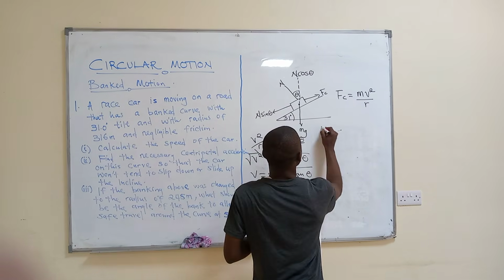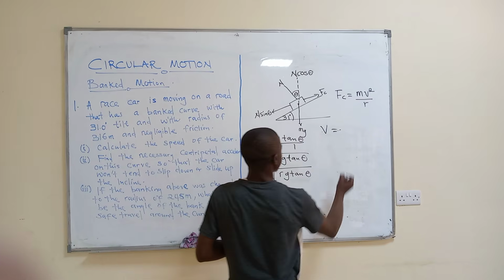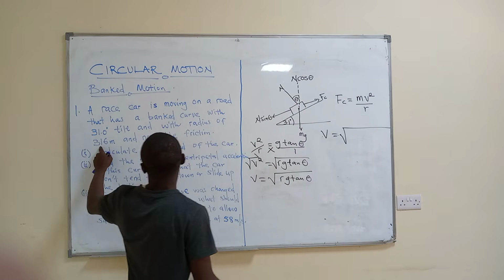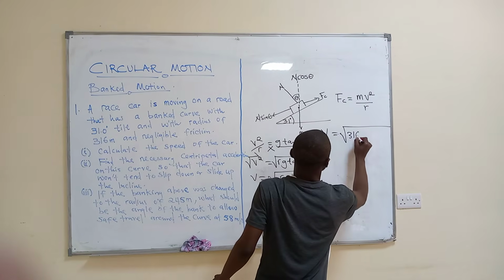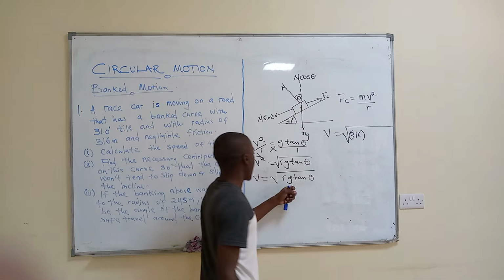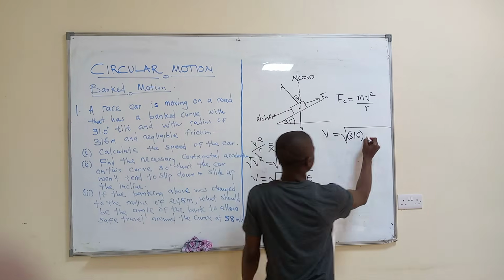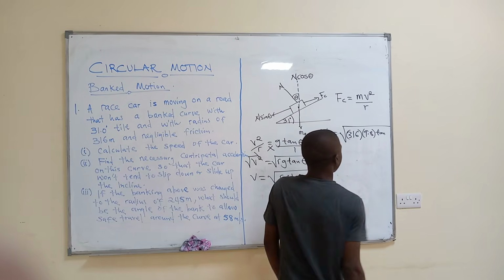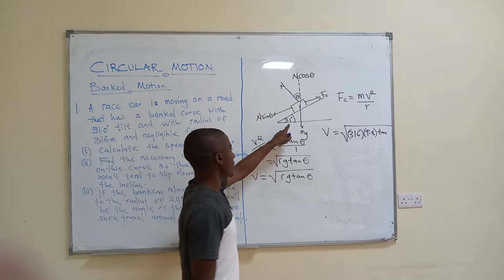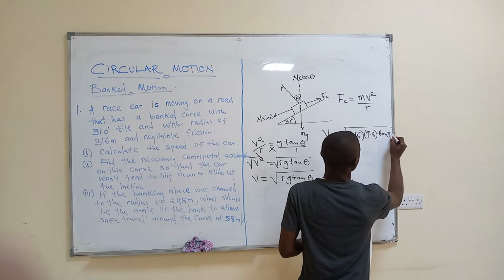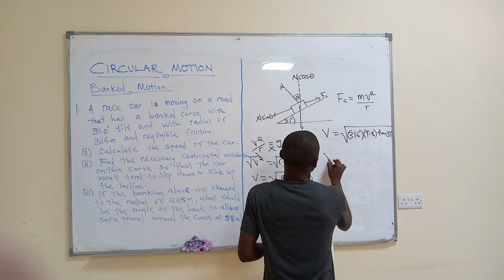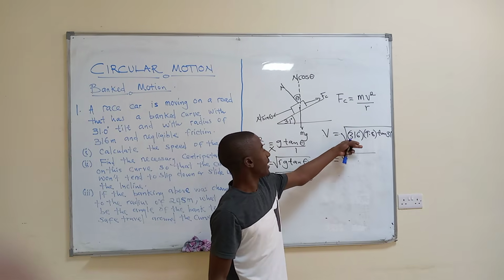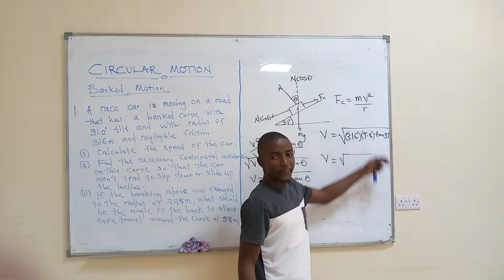So velocity, or the speed of the car, is equal to the square root of our radius, that is 316, multiplied by acceleration due to gravity, that is 9.8, multiplied by tan theta, which is the angle we have been given to be 31. So velocity is equal to, if you multiply everything inside there under the square root, what are you getting? 1860.75.